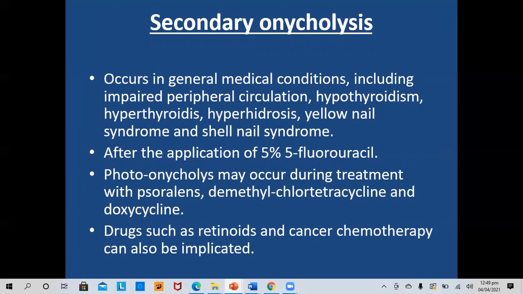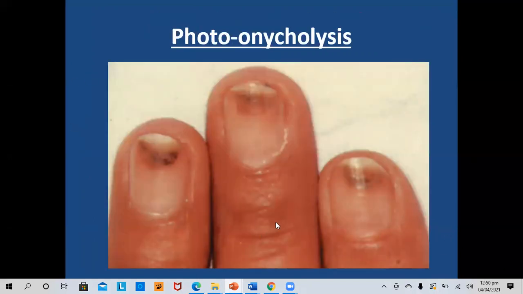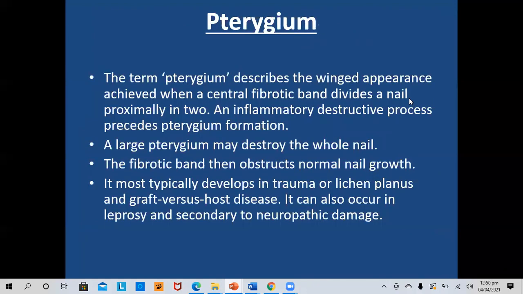Secondary onycholysis occurs in general medical conditions that result in impaired peripheral circulation, and is also seen in hypothyroidism, hyperthyroidism, hyperhidrosis, yellow nail and shell nail syndrome. It is also seen with application of 5% 5-fluorouracil cream. Photoonycholysis occurs during treatment with psoralen, that is PUVA, and with dimethylchlortetracycline and doxycycline. Drugs like retinoids and cancer chemotherapy may also result in partial separation of the nail or complete nail loss. This is photoonycholysis, which we see while the patient is receiving PUVA therapy.